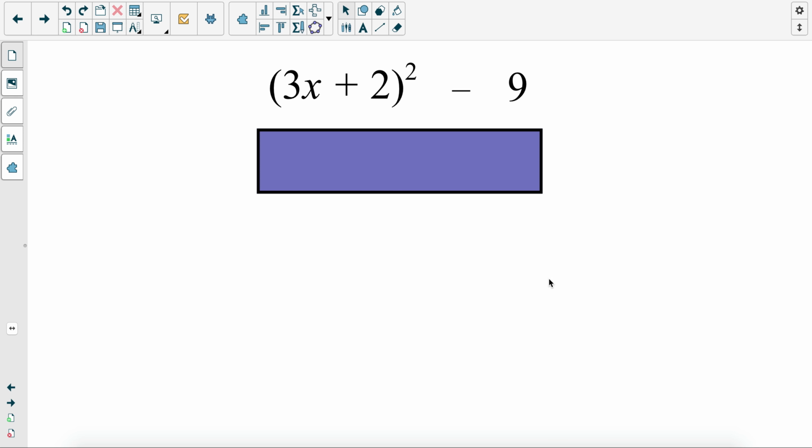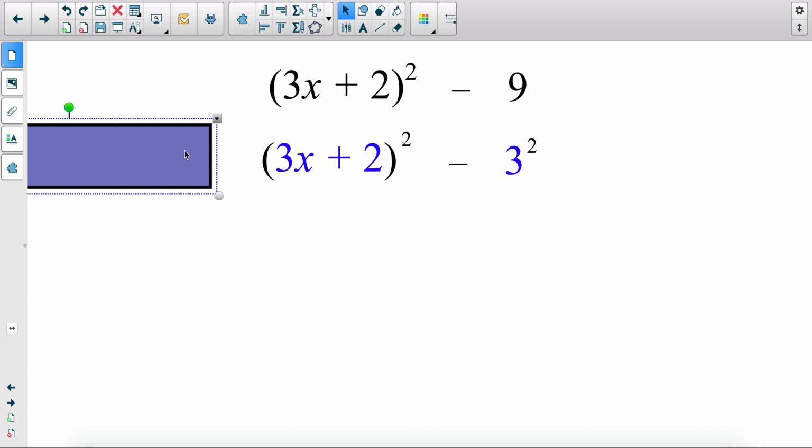So the first example is this. We have 3x plus 2, all of it squared, minus 9. It's not so obvious that you can actually use the difference of two squares here, but I'm going to explain how we can break it down. The first term can be seen as a square number, so imagine this whole thing as your a. So 3x plus 2 represents a. And 9 can also be written as a square number. It's just 3 squared.